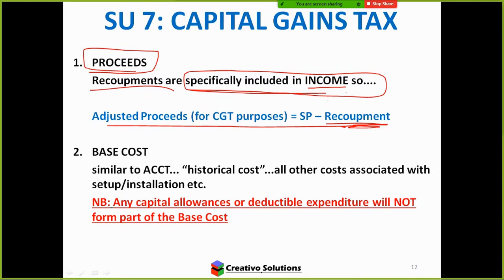So when you're working out the proceeds, you're always going to subtract any recoupment that is applicable in the question. Then you've got a working for base costs. When you work out the base costs, it all depends on timing as well. It's similar to accounting because you're looking at historical costs. In other words, how much did you buy the asset for? Any costs associated with the setup or installation will also be included. Important here, any capital allowances or deductible expenditure will not form part of the base costs. It's excluded.